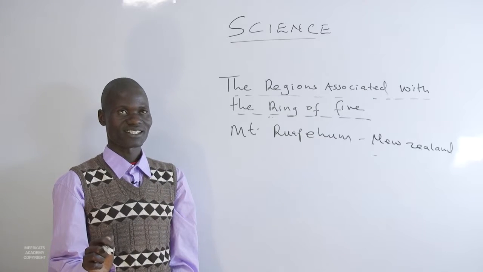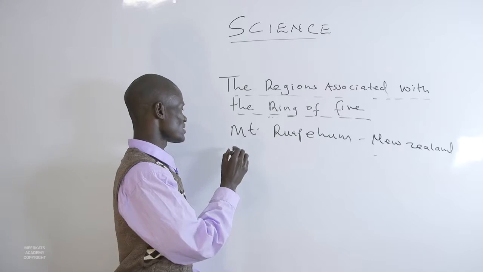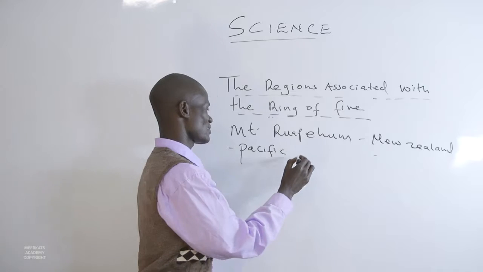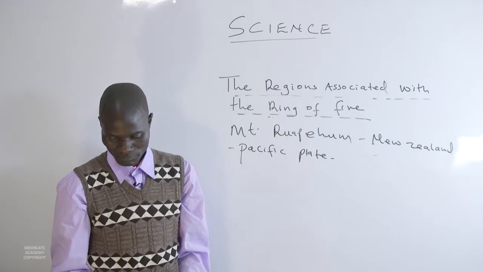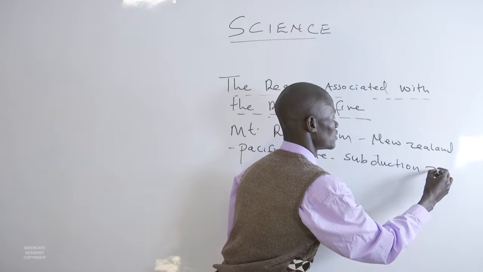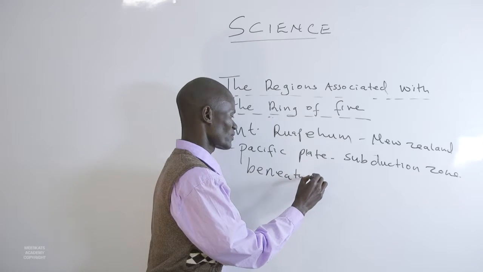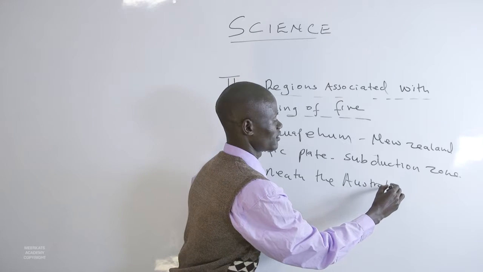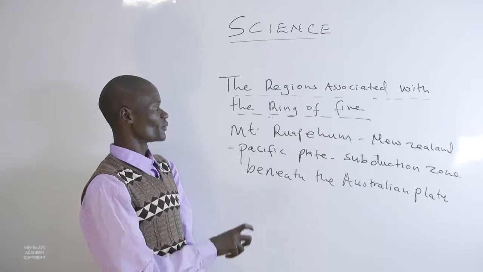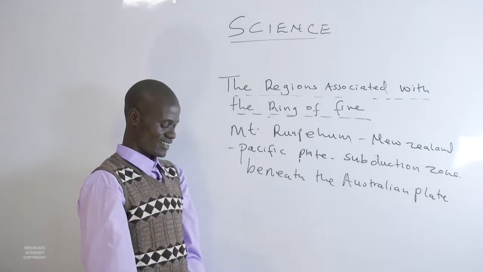And when you mention New Zealand, you will also be able to mention the southwest of Asia and the Japan islands. Therefore, this is formed where the Pacific plate, that is the Pacific plate, is meeting with the other plate, creating what we call a subduction zone, where beneath the Australian plate. And as a result of that, we associate regions of New Zealand with the Pacific plate.